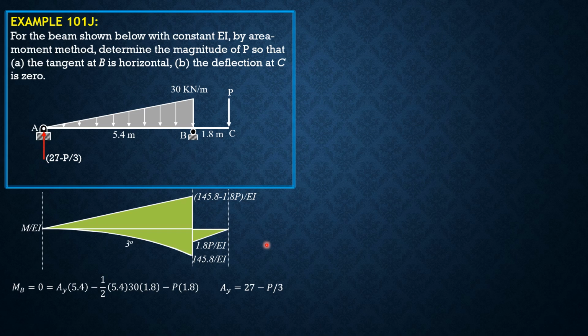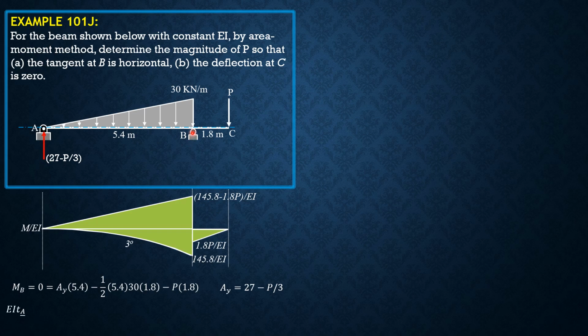Since for the first condition the tangent at B is horizontal, then it will hit A. So that means the deviation of A relative to the tangent at B is 0. So that's the analysis. This is the tangent at B. It crosses point A, so the deviation of point A relative to the tangent at B is 0.